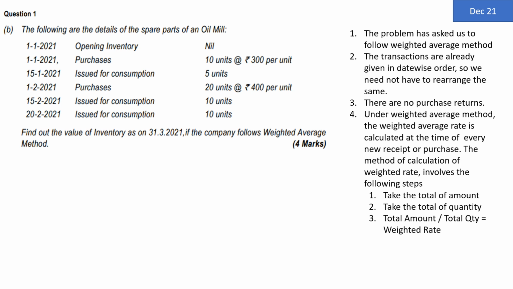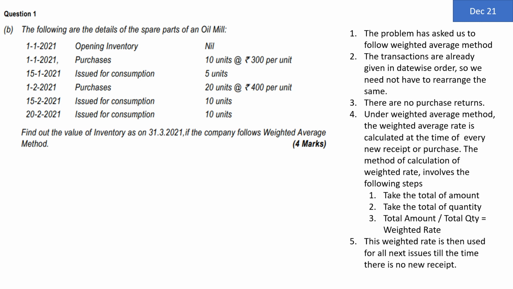Under weighted average method, the weighted average rate is calculated at the time of every new receipt or every new purchase. The method of calculation of weighted rate involves the following steps. 3 steps are there. Take the total of amount, take the total of quantity, total amount as per step 1 upon total quantity as per step 2 is equal to weighted rate. And then this weighted rate is used for all the next issues till the time there is no new receipt.